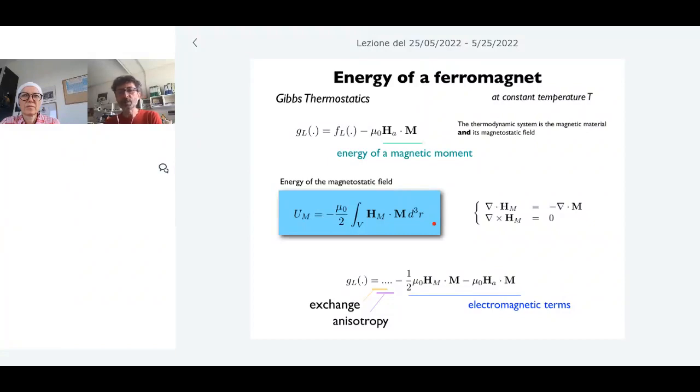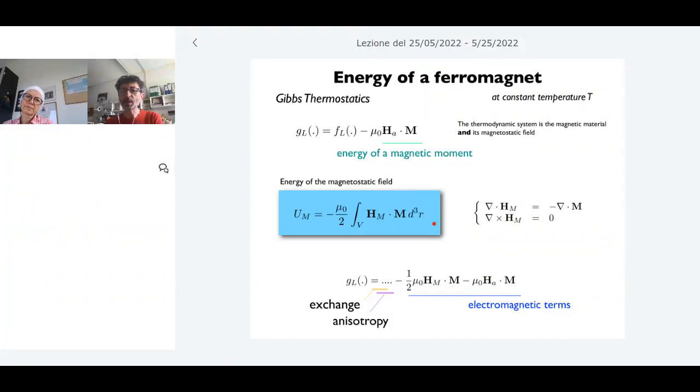What's the most important thing to remember? That if you sum up the two, you write that the Gibbs potential is given by the sum of a few terms. We can anticipate they will be exchange, anisotropy and so on, and terms related to electromagnetism that essentially come from Maxwell equations. If there is one thing you have to remember, it is that the two terms are not the same.